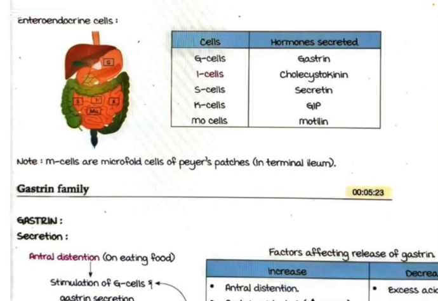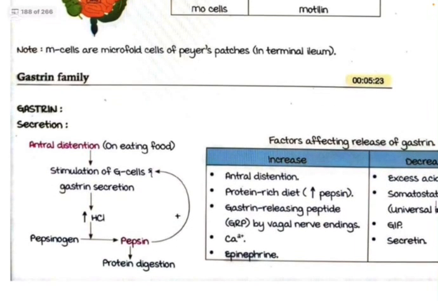Cells: G cells, I cells, S cells, K cells, Mo cells. Hormone secreted: G cells secrete gastrin, I cells secrete cholecystokinin, S cells secrete secretin, K cells secrete GIP, gastric inhibitory peptide, Mo cells secrete motilin. Note, M cells are microfold cells of Peyer's patches in the terminal ileum.